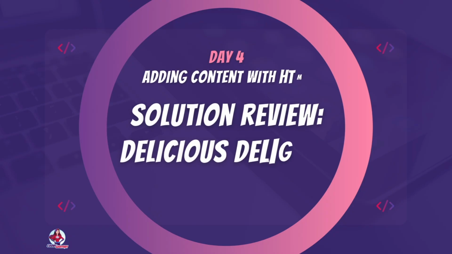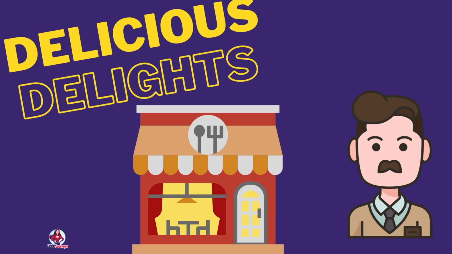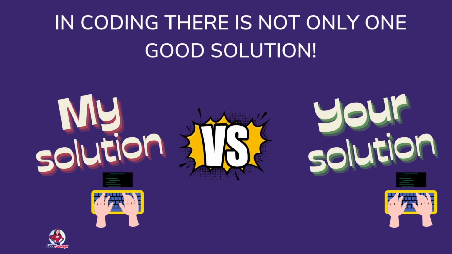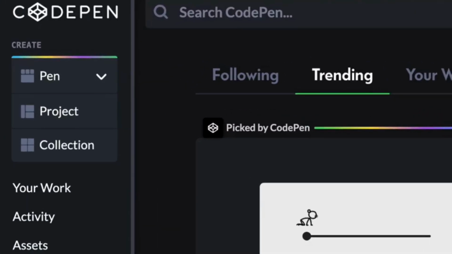Hello again, Coder Woman! In this video, I'll walk through the solution for the Delicious Delights restaurant menu exercise step by step as if we were writing the code in CodePen. Remember, there's more than one way to complete this exercise, so your solution might be different from mine, and that's completely fine. In coding, in general, there is not only one good solution. The goal here is to learn from each other and grow your understanding of HTML. Let's dive in and start building our restaurant menu.